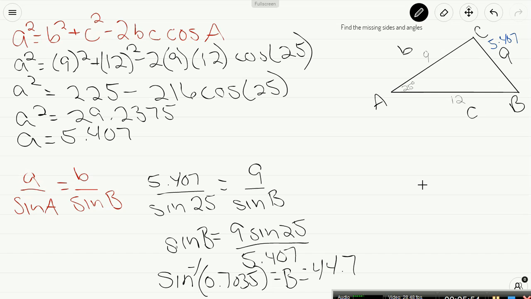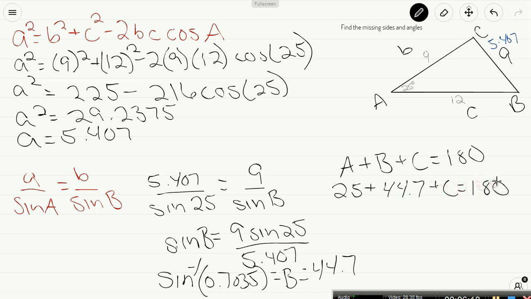So what we're going to do is angle A plus angle B plus angle C equals 180. A is 25. Our first scenario is 44.7 is B, plus C equals 180. That's going to have C equaling 110.3.